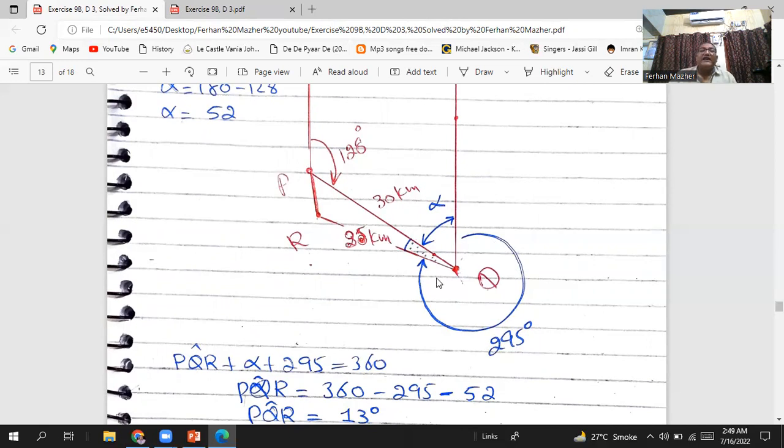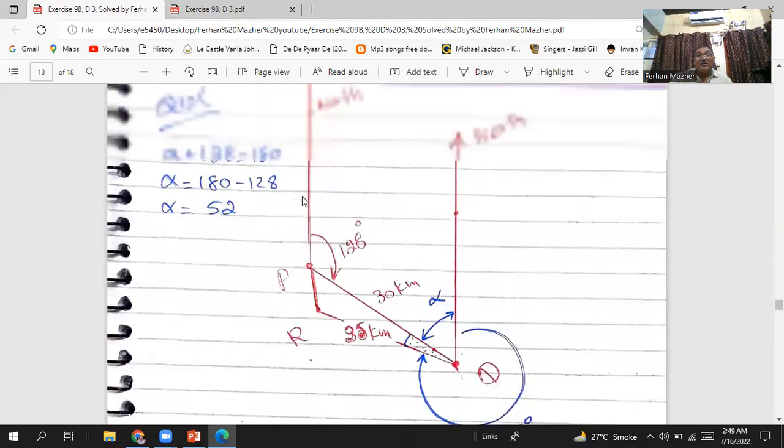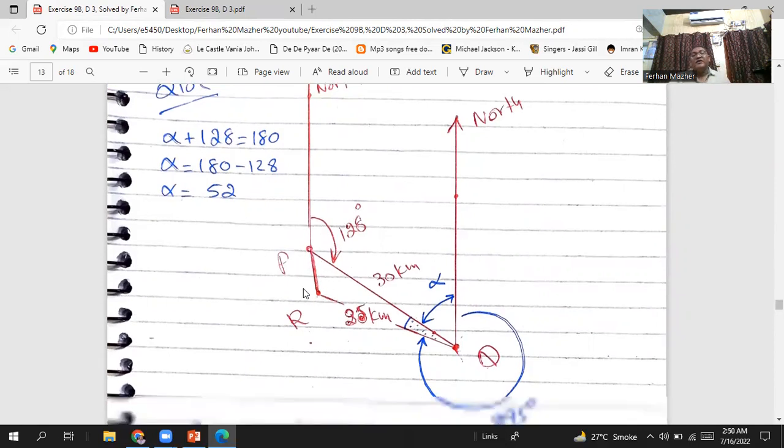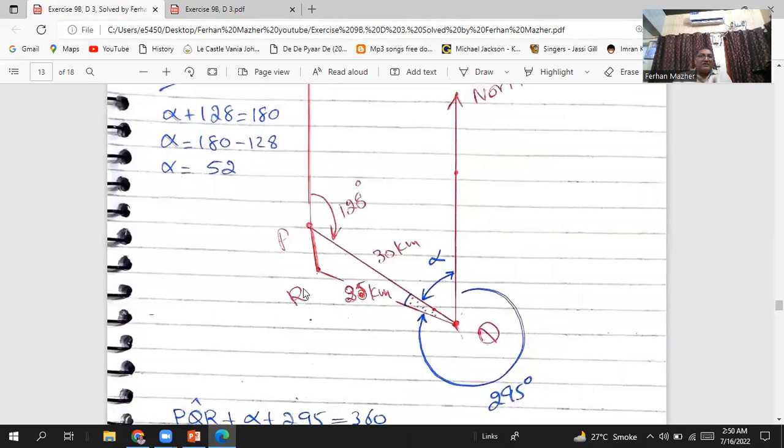And that is 25 kilometers. So I just stopped it here and I joined it here. This is not the straight line from the north. This is not the straight line. This is a little tilted. So the most important thing in this question was to draw the diagram correctly. Once you have drawn it correctly, then it's easy peasy.